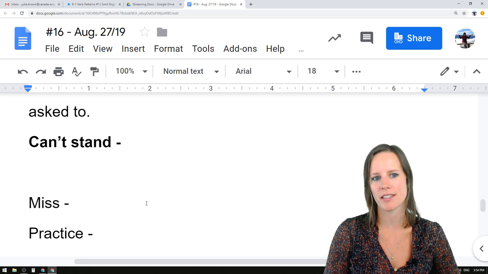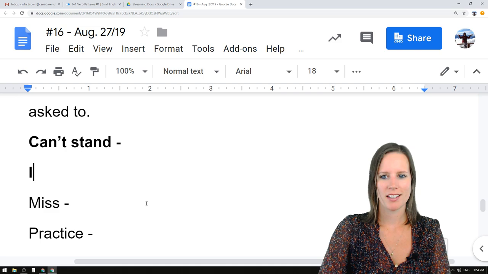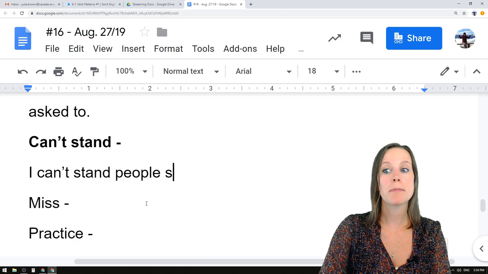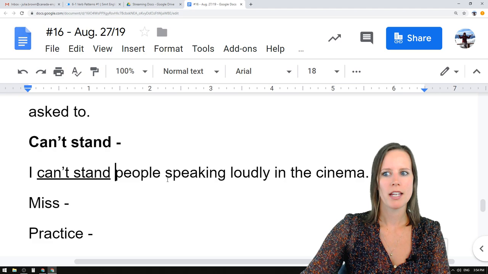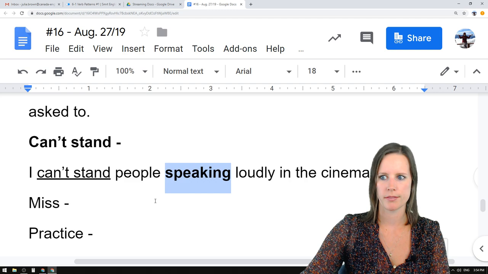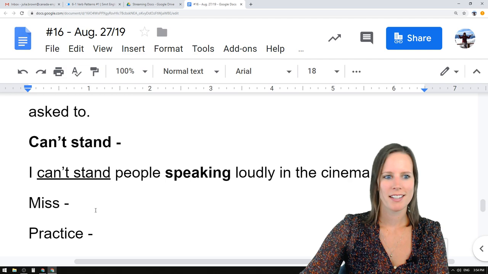So I see an example from Gertie. I can't stand people speaking, don't forget ing, loudly adverb in the cinema. That's good. So here we have our verb one. And you can have an object first. Here is our gerund. Good. Nice, Amir. That's a good example.